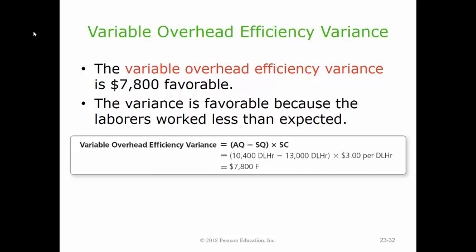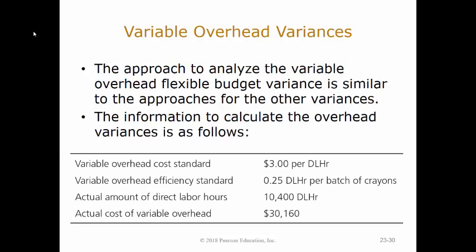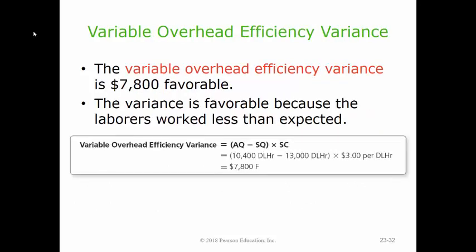For our variable overhead efficiency variance, we're going to take the actual quantity of the driver used, which was that 10,400 hours that we had before, and subtract out the standard quantity of the driver that should have been used for the level of production that we did. So if you recall, we made 52,000 boxes of crayons. Our standard was to spend 0.25 hours making each box. 52,000 times 0.25 is where that 13,000 direct labor hours came from. That's how many hours it should have taken to make this level of production.